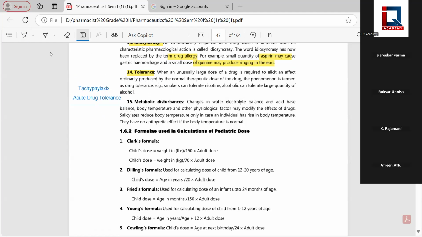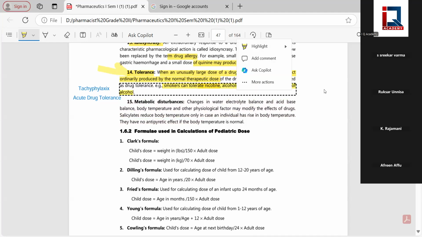Then drug tolerance is also given here. When an unusually large dose of a drug is required to elicit an effect ordinarily produced by the normal therapeutic dose, it's called drug tolerance. Generally small doses are required, but you need more. For example, in smokers, tolerance to nicotine is more. So a small dose of nicotine is not sufficient, and we need to increase the dose.